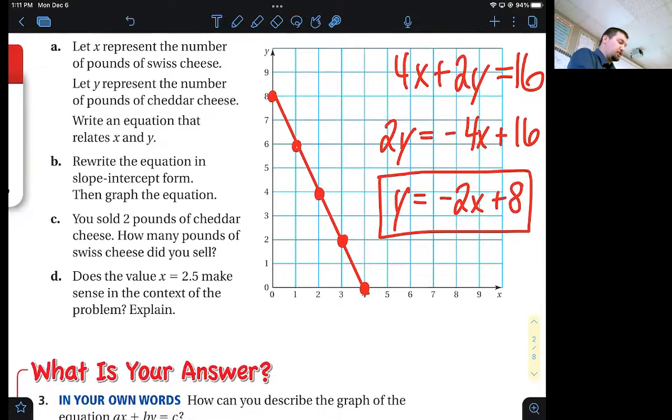Does the value x equals 2.5 make sense in the context of this problem? Yes, you can sell 2.5 pounds of Swiss cheese.